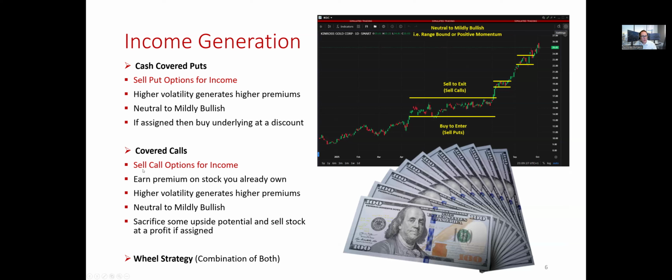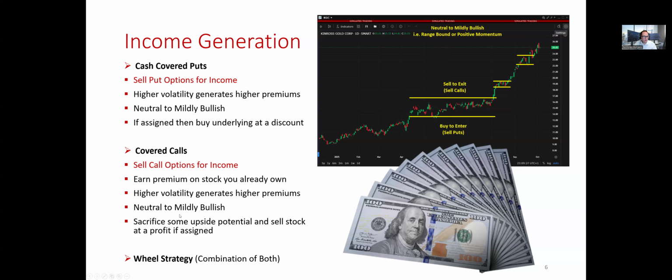Now, covered calls: you own the stock already. Having bought the stock, you sell call options for additional income, and you earn a premium on the stock that you already own. I think that's why we say mildly bullish. We sell out-of-the-money call options, and if the price increases to that level, which can be our target level where we want to profit take, we're going to get paid to take profits. Again, higher volatility generates higher premiums, which means we look for moments where we think the volatility is momentarily high, to generate additional income where possible.